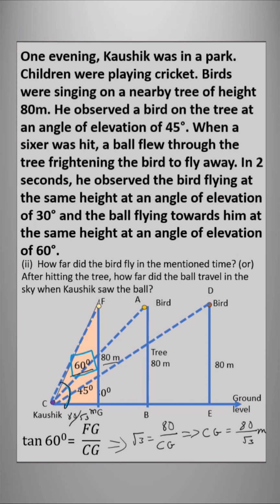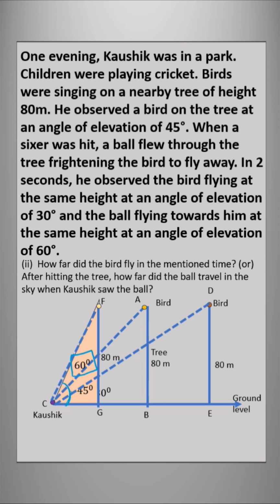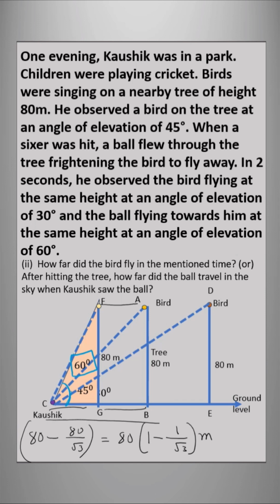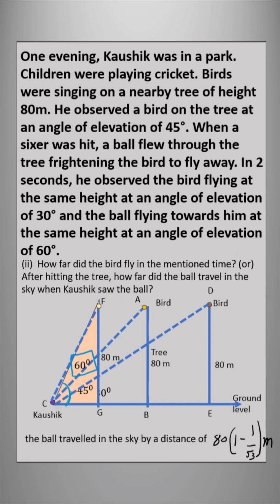Now we have to find the distance between FA, which is equal to GB. GB is equal to CB minus CG. CB is 80 meters. CG is 80 by root 3 meters. That is equal to 80 is common here, so this is 80 into 1 minus 1 by root 3 meters. So the ball traveled in the sky by a distance of 80 into 1 minus 1 by root 3 meters.